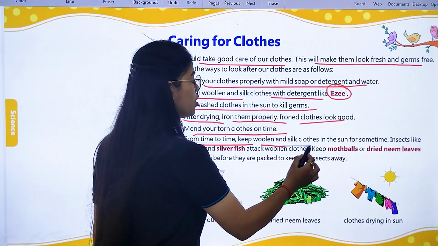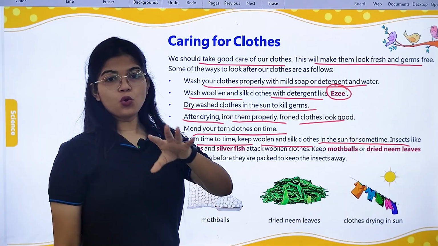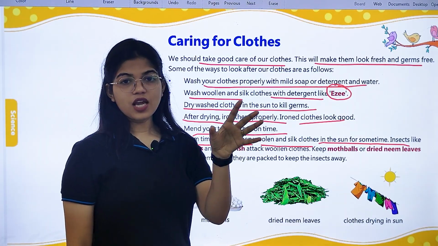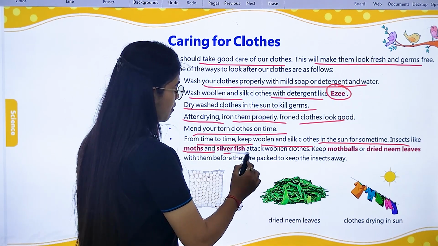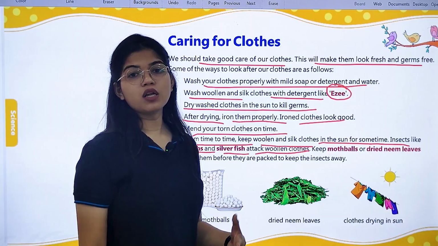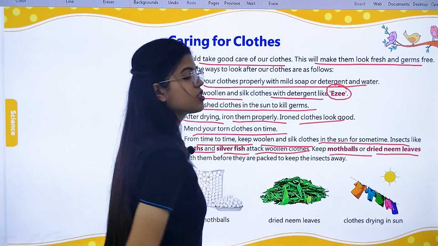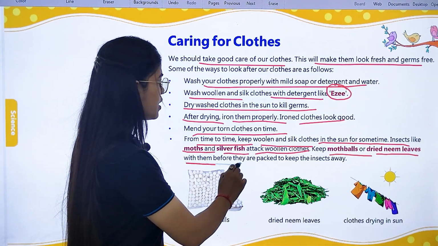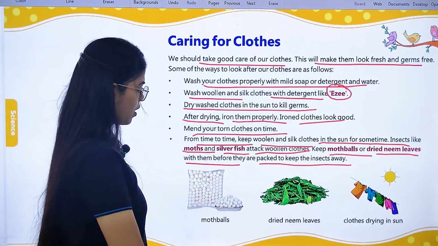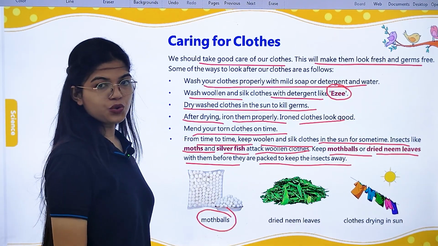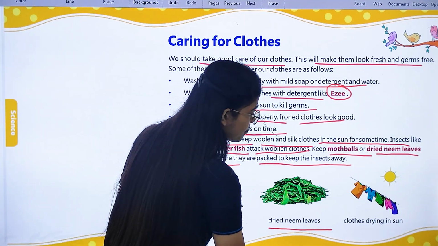From time to time, keep woolen and silk clothes in the sun for some time. From time to time, you should keep all your woolen and silk clothes in the sunshine for some time, because there are some insects like moths and silverfish. They attack the woolen clothes. So for avoiding them, you can keep mothballs or dried neem leaves with these woolen clothes before they are packed, to keep the insects away. You can see these are the mothballs which are commonly used to keep these insects away from the clothes. These are dried neem leaves.